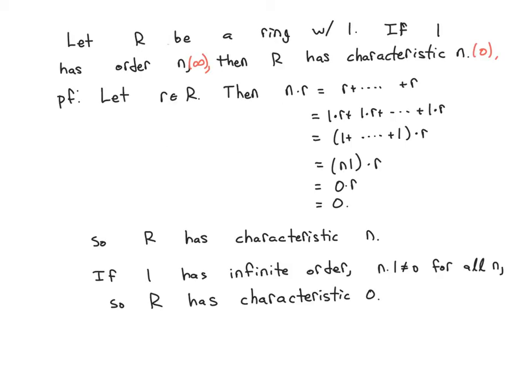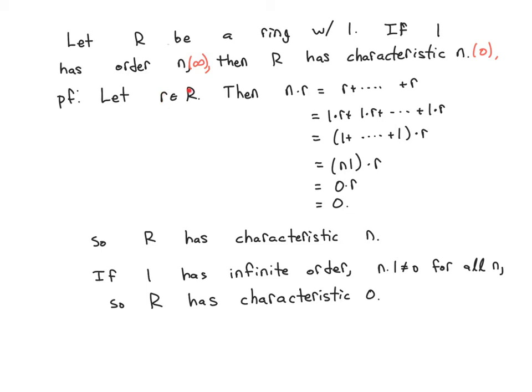Of course, one thing we point out very quickly is that if your ring has a unit, it turns out there's a much easier way to calculate the characteristic. It's the additive order of the unit. So if 1 has order n, then R has characteristic n. I put in parentheses that if 1 has order infinity, then that means characteristic 0.